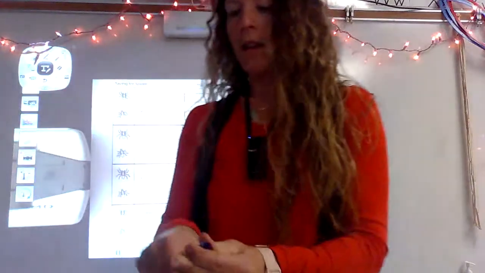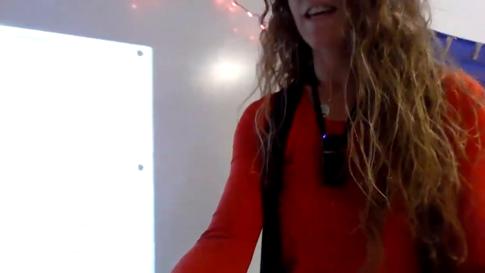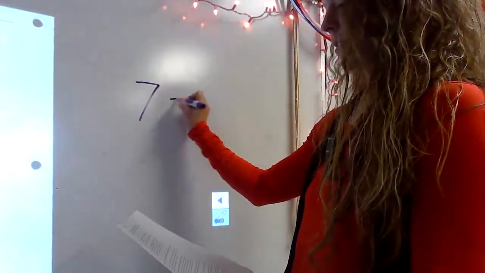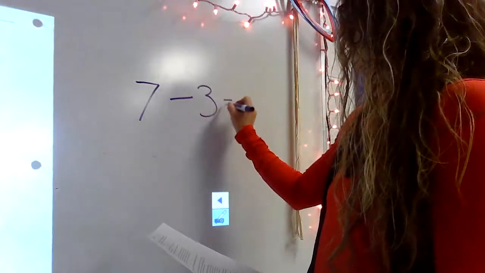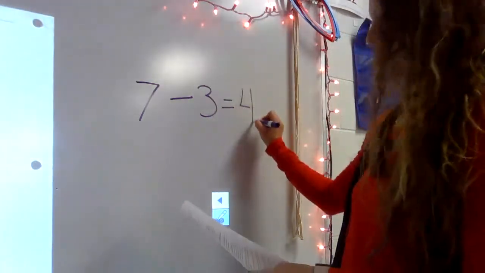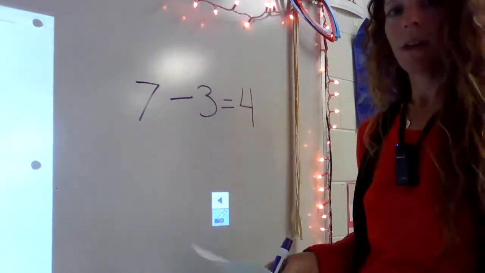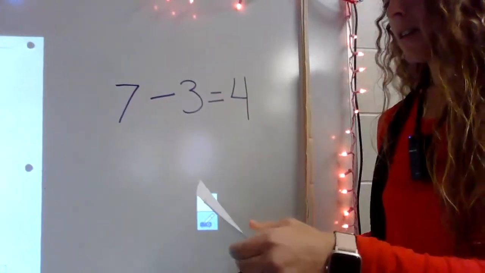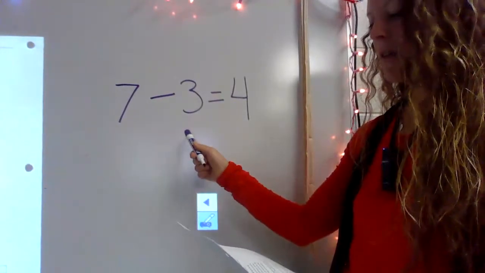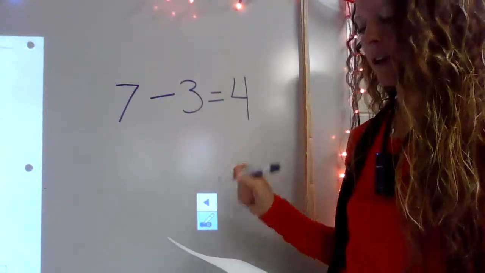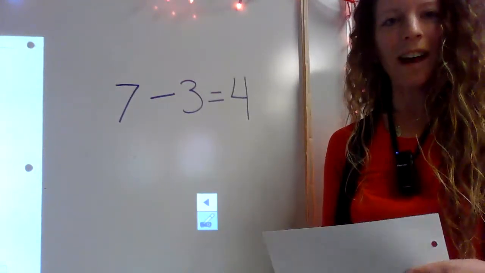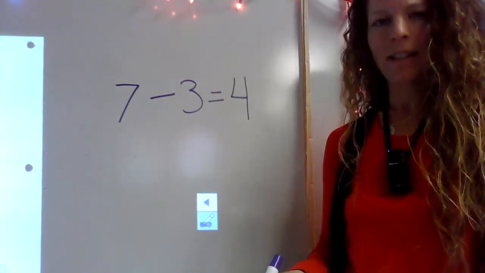I'm going to move over here so you don't see that game. The difference between 7 and 3 is 4. Talk with a person in your room right now at home. Does this make sense?